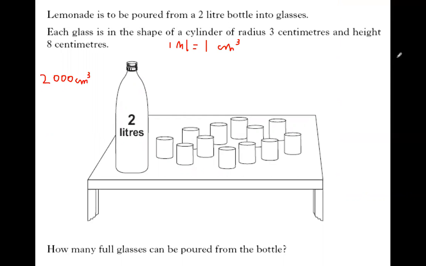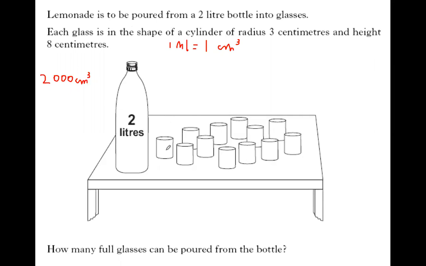So what I was saying is I would change, because everything else is given in centimeters, and I feel more comfortable giving my volumes in centimeter cubes. So I changed my 2 liters straight away into milliliters to start with, and then milliliters is centimeter cube. So, how many full glasses can be poured from the bottle? That's a good question. I need to find the volume of one glass.